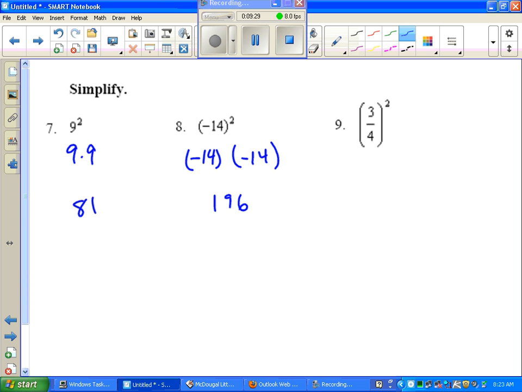196. For 3/4 squared, you got to make sure both things get squared. 3 gets squared and 4 gets squared. 3 squared is the number 9, and 4 squared is the number 16. Check and make sure there's no number that goes into both of those, and it's considered simplified along with these.